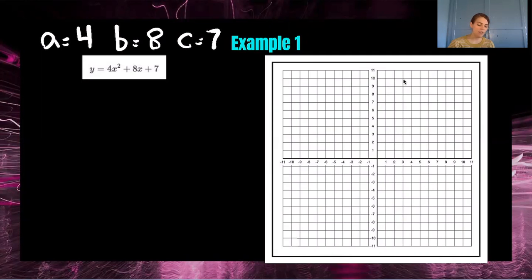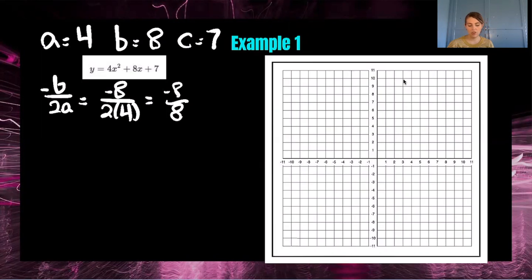Now I'm going to solve for the vertex by saying negative B over 2A, which is negative 8 over 2 times 4, which gives me negative 1. So what that tells me is that my middle of the parabola is going to be down this negative 1 line.